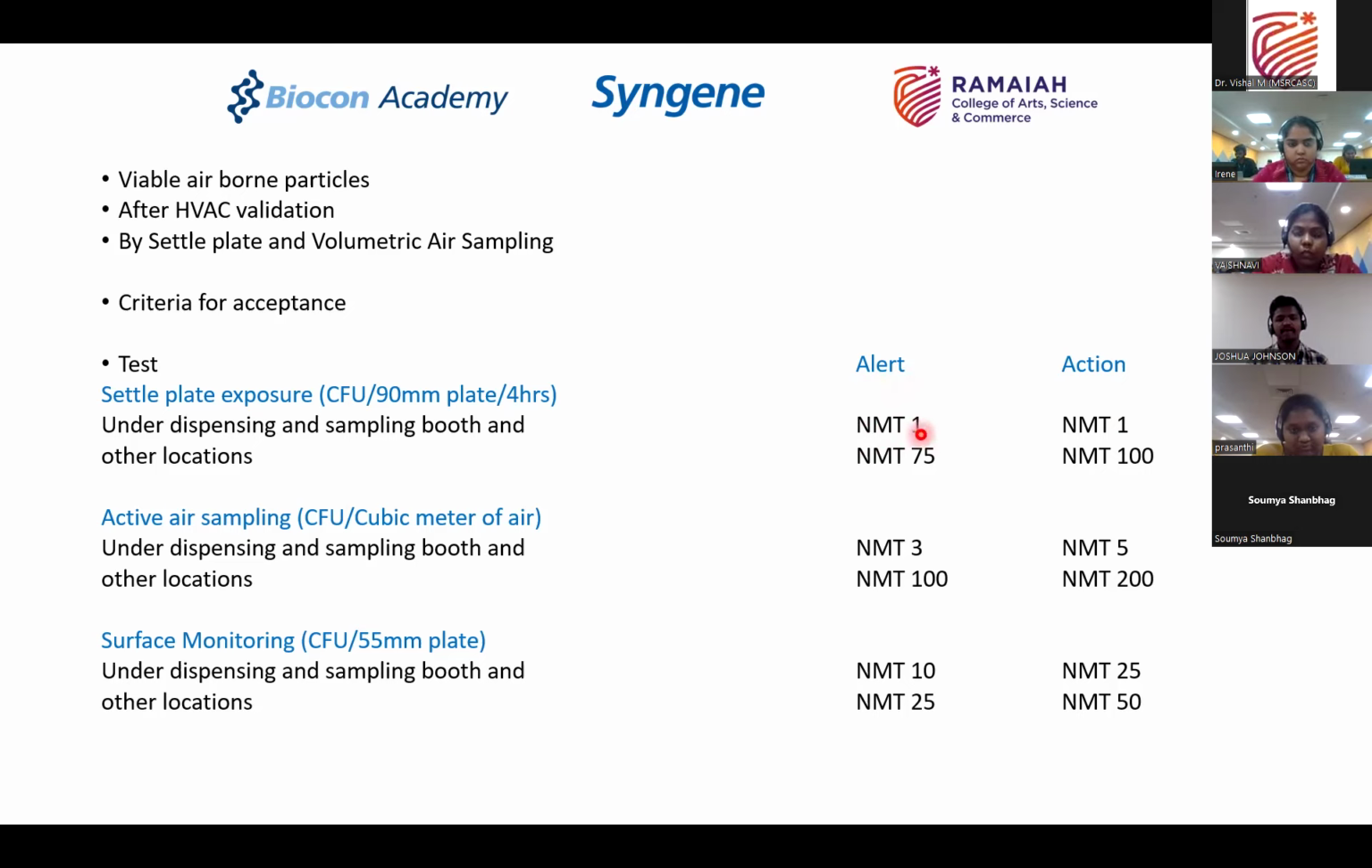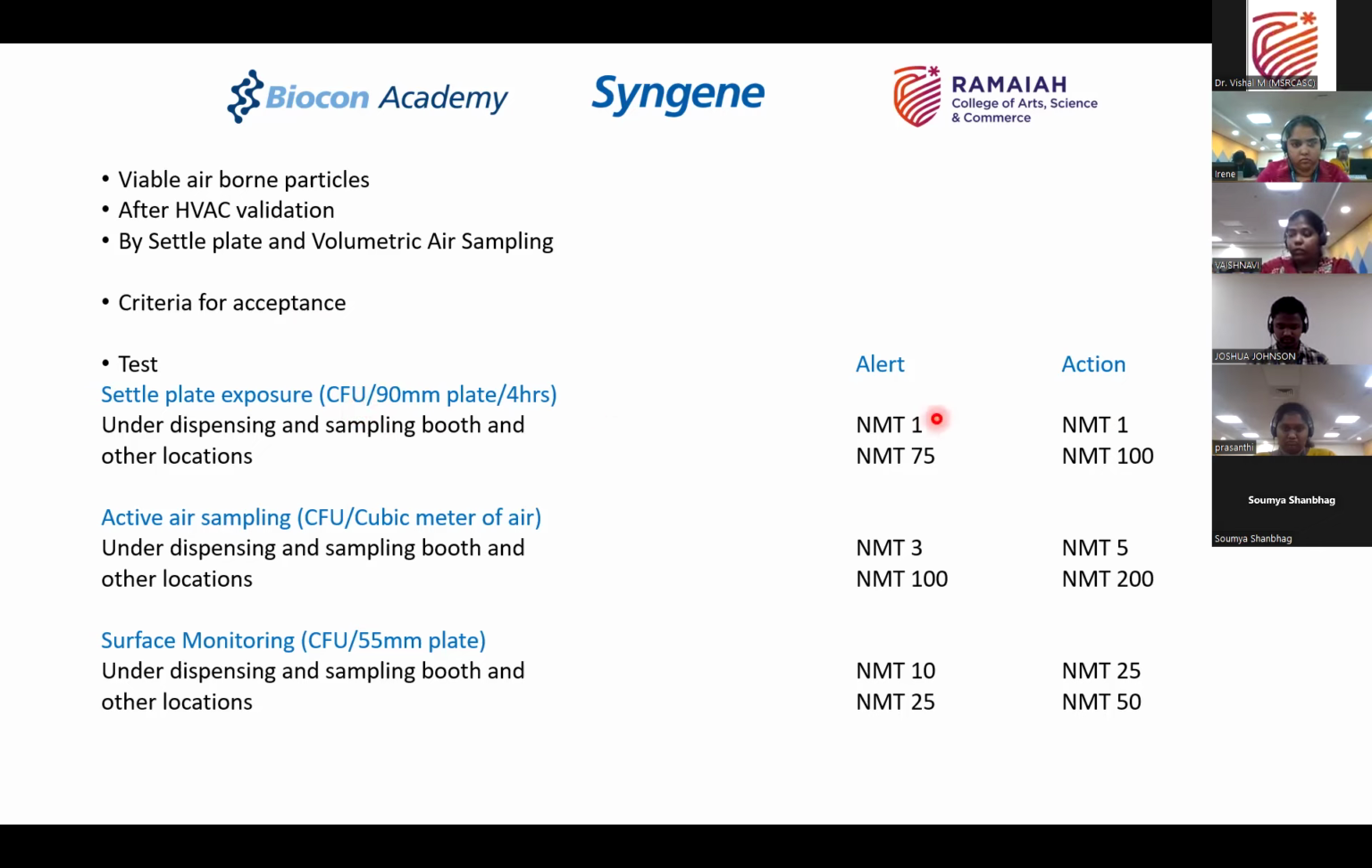So you should not get more than one colony forming unit. In which area? When you are doing sampling in the dispensing area or sampling booth area. What kind of sampling have you done? You have done the settle plate exposure. That is passive air sampling, where a 90 mm plate is taken and the air settles on the plate for 4 hours, and then you count the colonies which are formed after 24 hours of incubation.